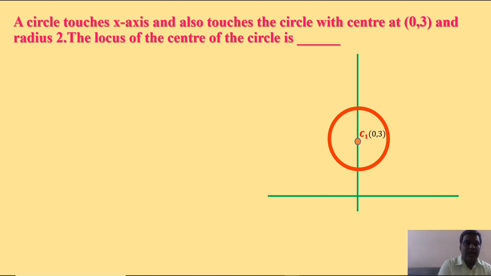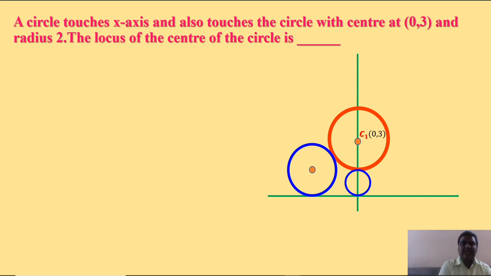Now observe the circle. What is the role of the circle here? It touches x-axis as well as the fixed circle having center at 0, 3 with radius 2. Am I correct or not? Okay, the green circle touches x-axis as well as my fixed circle with center at 0, 3. Right? There exists another circle or not? That is the center of the circle. See here, this is another circle.